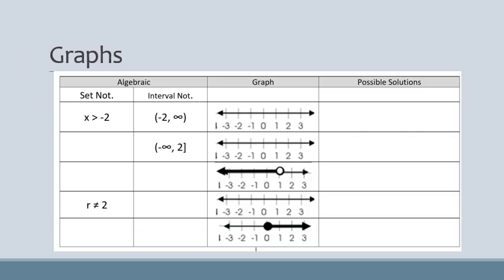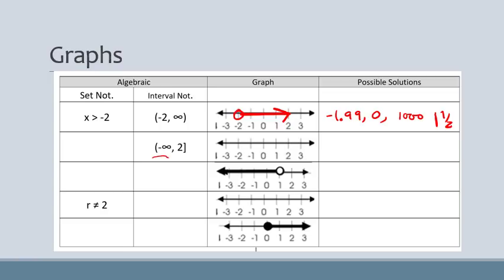Right, so let's look at the different kinds of notations and the solutions that they are going to be. This is x is greater than negative 2, and in interval notation, we have the parentheses negative 2 to infinity. So we're going to have an open circle on negative 2, and my arrow is going to go to the right. My possible solutions are going to be everything that's greater than negative 2, but not including negative 2. So it could be negative 1.99, it could be 0, it could be 1,000, it could be 1.5, anything that's greater than negative 2.